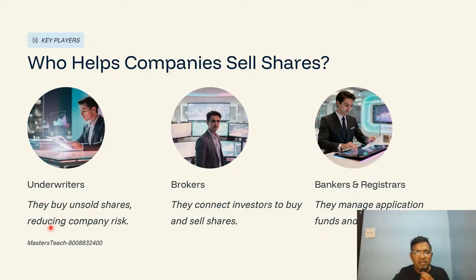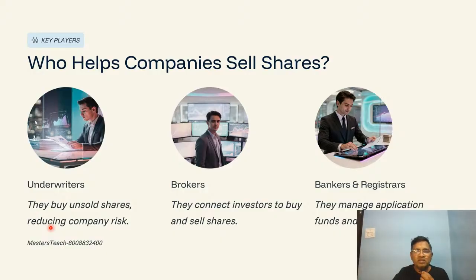These underwriters may be large foreign institutional investors, insurance companies, or bankers. If the shares are not purchased by the general public, and the subscription does not reach the benchmark, then these underwriters guarantee that they will buy the shares. For that, they will buy the shares at a concessional rate. So they reduce the company's risk.